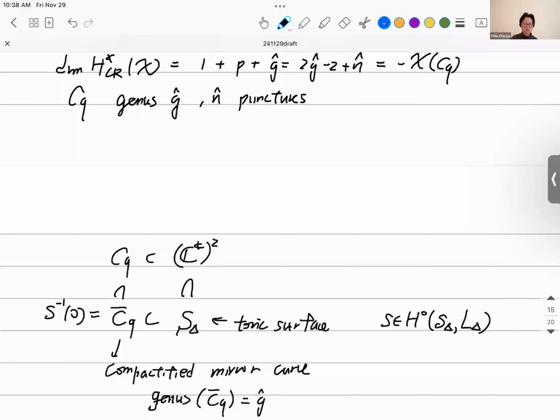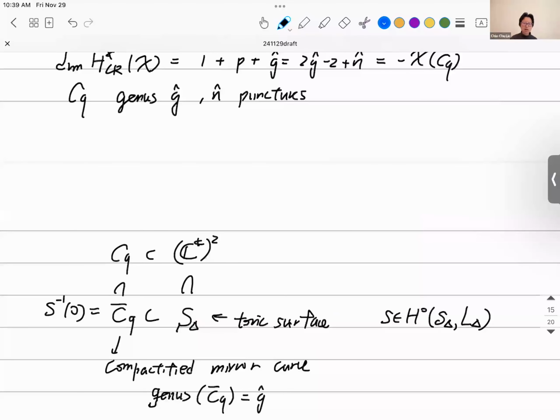So we let G hat be the genus. Because in the topological recursion we have g and n, right? But now for this mirror curve, there's a fixed G hat for the genus of the mirror curve, and a fixed N hat, which is the number of punctures.